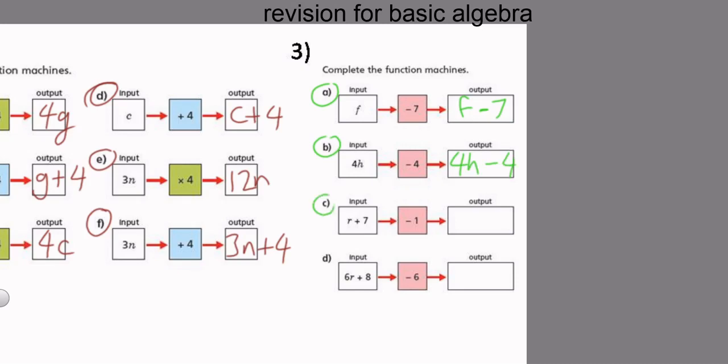Right, careful with question C. We've got r plus 7 take away 1. That take away 1 there only affects the 7. Those are numbers. So 7 take away 1 is 6. And when I say 6, I didn't say negative 6, did I? I just said 6. So obviously that means it's a positive 6. And then what's that letter? That letter r we'll put over here.